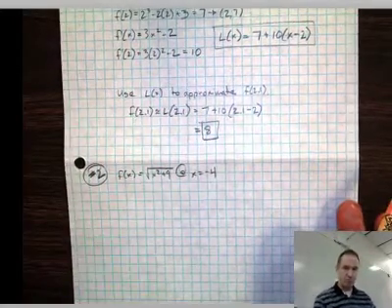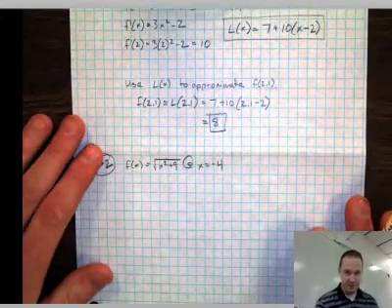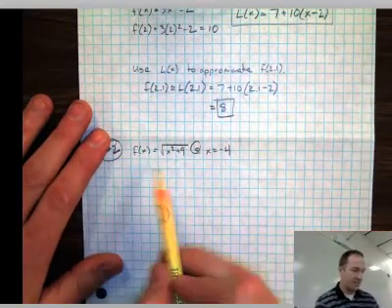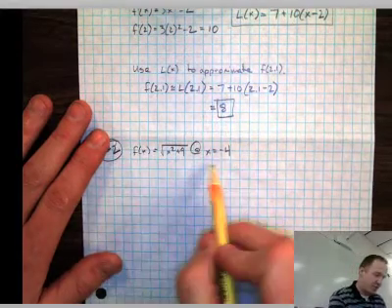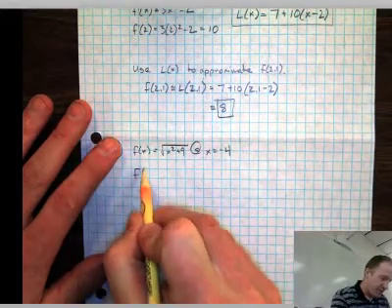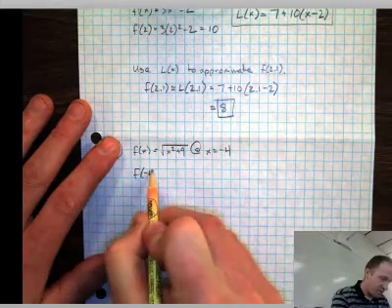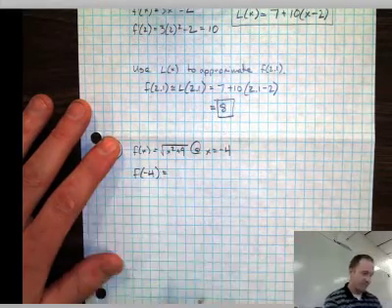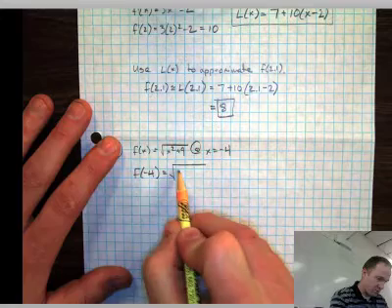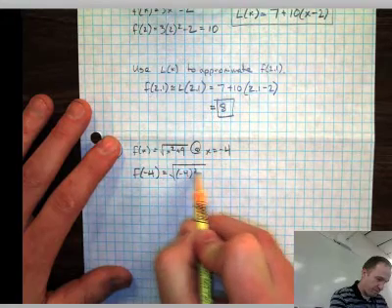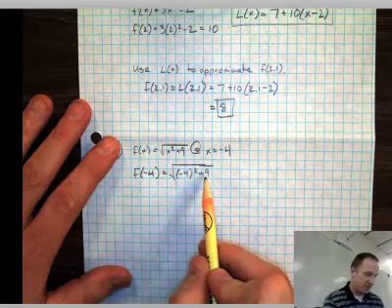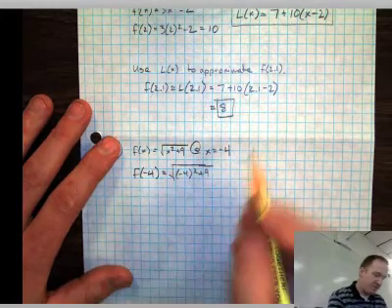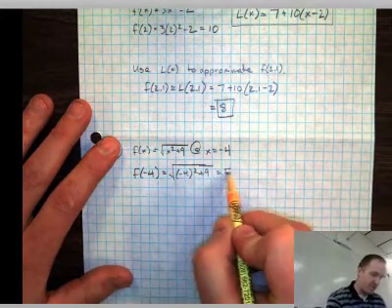Let's try another one. Here is another function. We want to write the linearization for this function, the equation of the tangent line at x equals -4. First thing we need is the y value. So let's find f of -4. -4 squared is 16, plus 9 is 25, and the square root of 25 is 5.